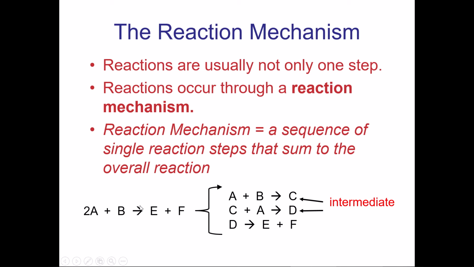Notice C wasn't in our balanced equation at all, so C is called an intermediate. It is a molecule that is created as a way to get to the next step. So we see in the very next step that C then collides with another molecule of A to produce D, which was also not in our equation. So D would be a second type of intermediate. And then in the third step, the D molecule is broken down into E and F. And this is where our product comes from. So it isn't until the third step that we even see our product from this mechanism.